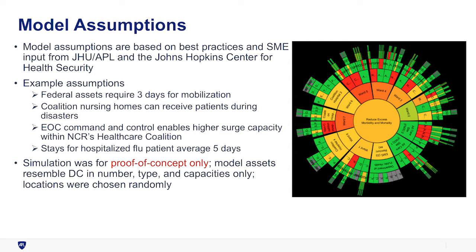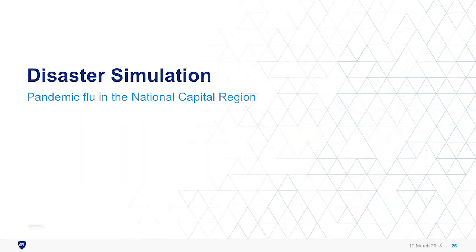The model assets, so when we think about the number of hospitals and nursing homes and EMS units, they resemble the DC area in number, type, and capacities only. We did not put them in their actual locations because we didn't want to freak anybody out, like, why are you saying our hospital will be overrun? We didn't want to cause any alarm. But we did want to give at least a close approximation of what it might do to the overall DC area. Okay, so really quickly, I'll take you guys through the simulation.